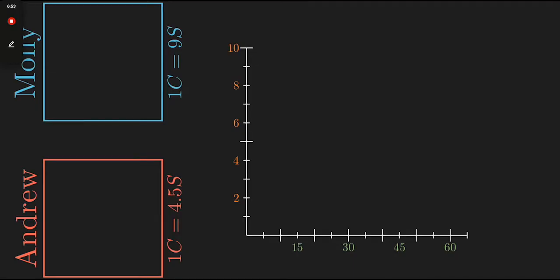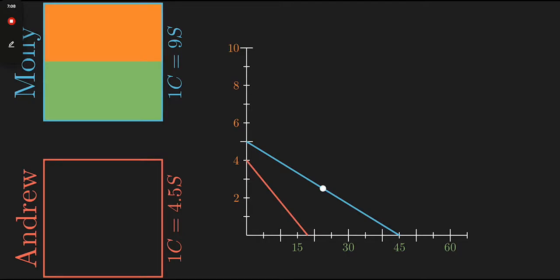Okay, so this is all fine and dandy, but what we can do to really visualize what's happening here is to go back to our production possibility frontiers. And we can plot both Molly's production possibility frontier and Andrew's. So we can see Molly, her production possibility frontier represented in blue here. If she splits her farm evenly between carrots and spinach, she picks this point halfway between the two axes.